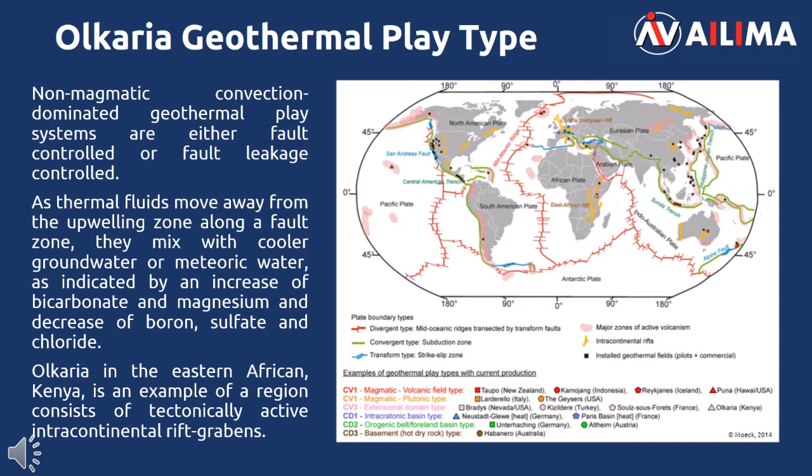As thermal fluids move away from the upwelling zone along a fault zone, they mix with cooler groundwater or meteoric water, as indicated by an increase of bicarbonate and magnesium and also a decrease of boron, sulfate, and chloride. Olkaria in eastern African Kenya is an example of a region consisting of tectonically active intercontinental rift grabens. Their heat transfer processes predominantly consist of convection-dominated ones, hence this play type is also referred to as extensional domain type CP3 according to Moeck classification.